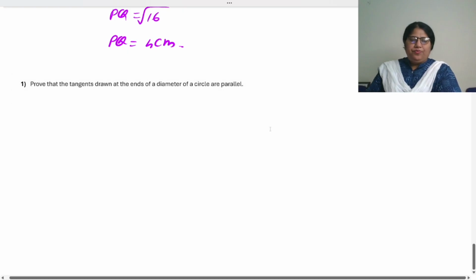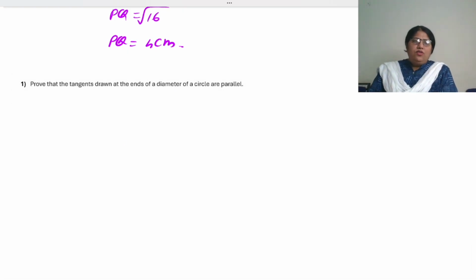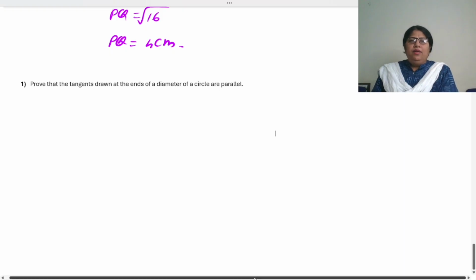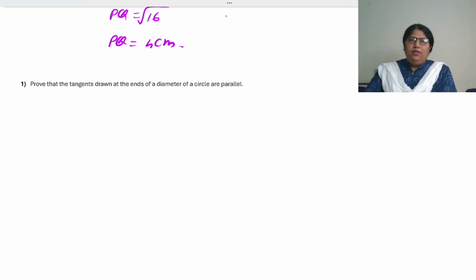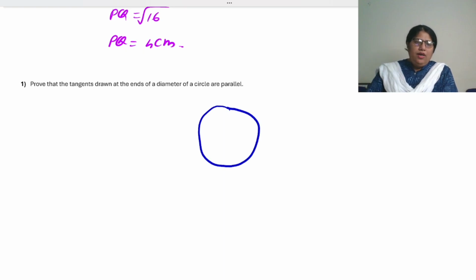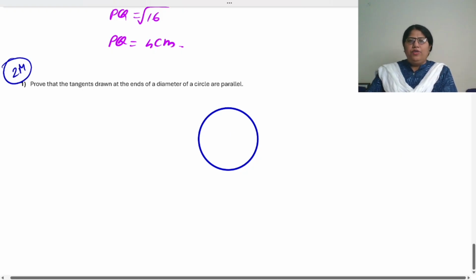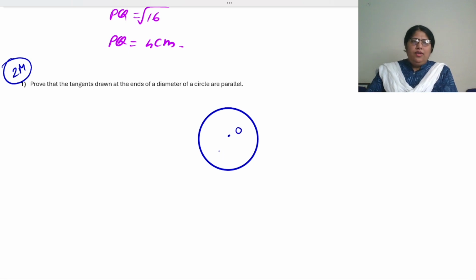What is given here? Prove that the tangents drawn at the end of the diameter of the circle are parallel. Every time the figure is not given, you'll get half to 1 mark to draw the figure. This is a 2 marker question, so there will be only half mark for drawing the right figure. So first thing, take a circle with center O. Prove that the tangents drawn at the end of the diameter, so I have to draw the diameter. Here I am taking the diameter vertically, passing through the center. So AB is a diameter.